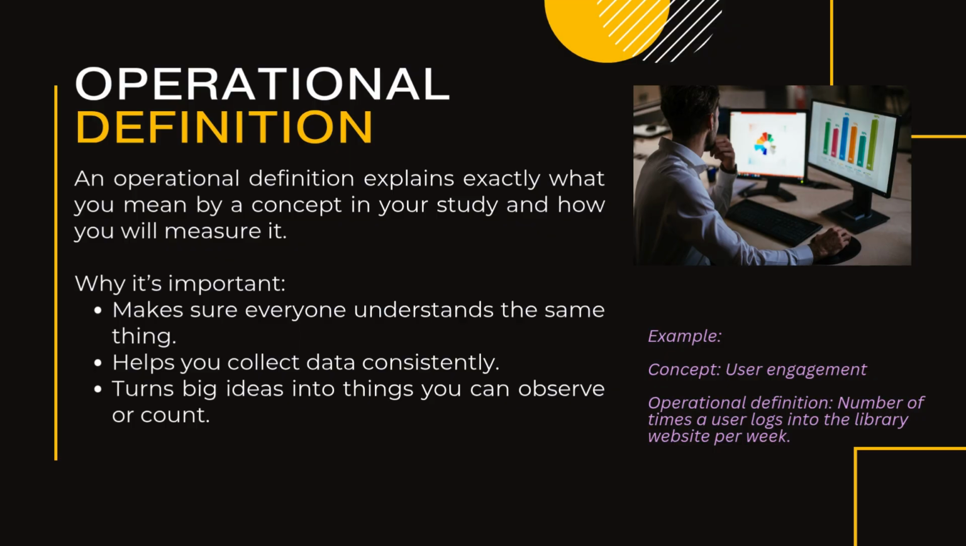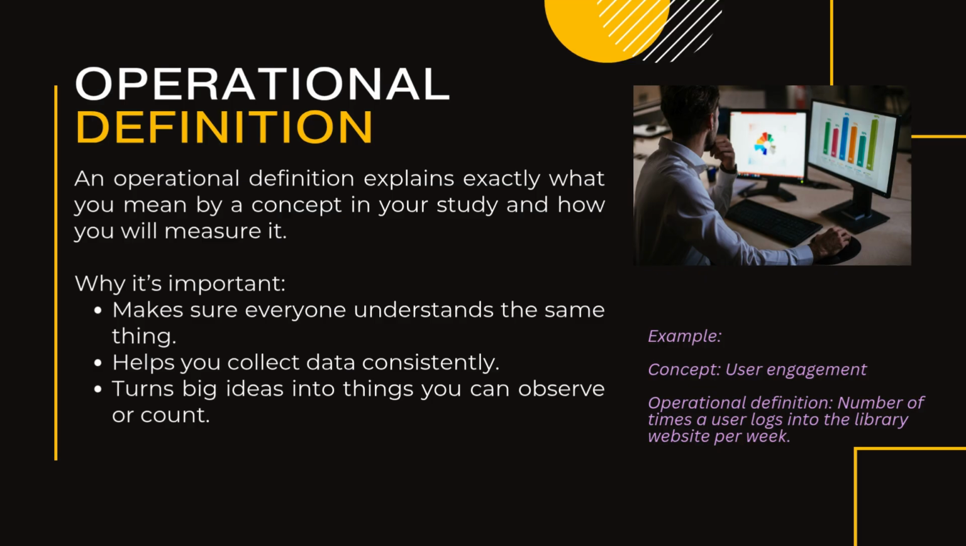Let's move on to an important part of research design, the operational definition. An operational definition explains exactly what you mean by a concept in your study and how you plan to measure it. It takes broad or abstract ideas and turns them into something concrete, measurable, and understandable for everyone involved. Why is this important? First, it ensures everyone interprets the concept the same way. For example, if you mention user engagement, you need to be clear about what that means in measurable terms.